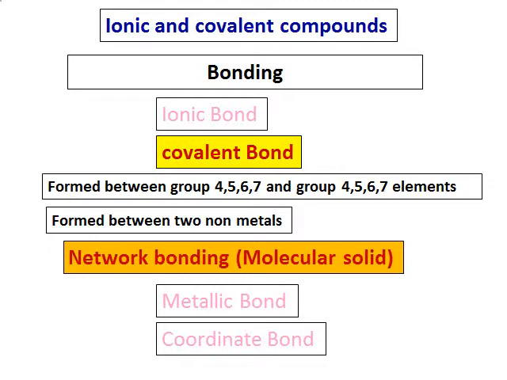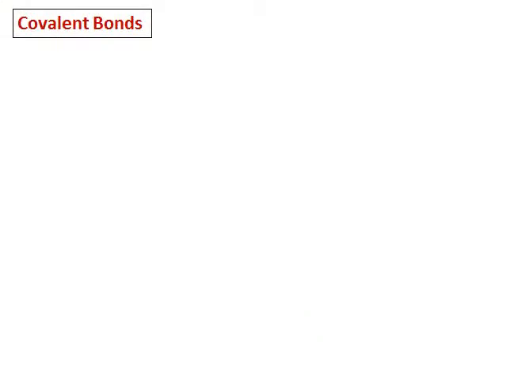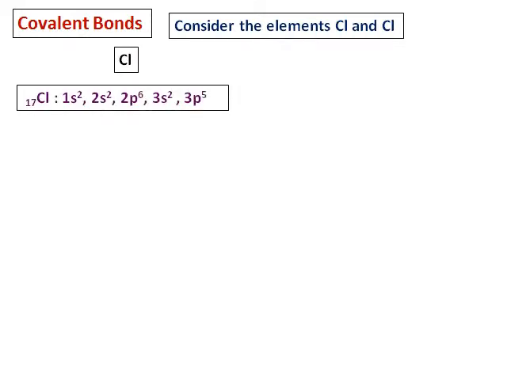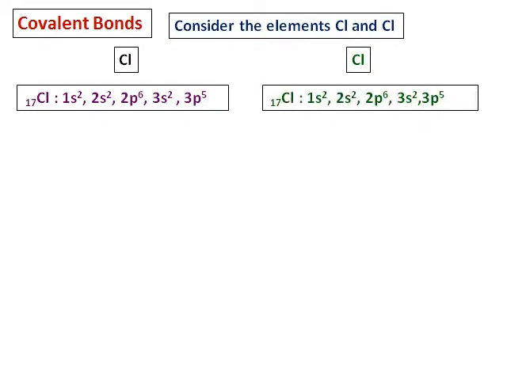And it is formed between two non-metals. So let's go ahead and learn more about it. Let's see how a covalent bond is formed. Consider the elements Cl and Cl. Let's write down their electronic configuration, and you can see that their outer electronic configuration has 7 electrons, ending with 3s2 3p5. Put it in the form of a Lewis structure. You can see that we have 3 paired electrons and 1 unpaired electron on each of the chlorine.